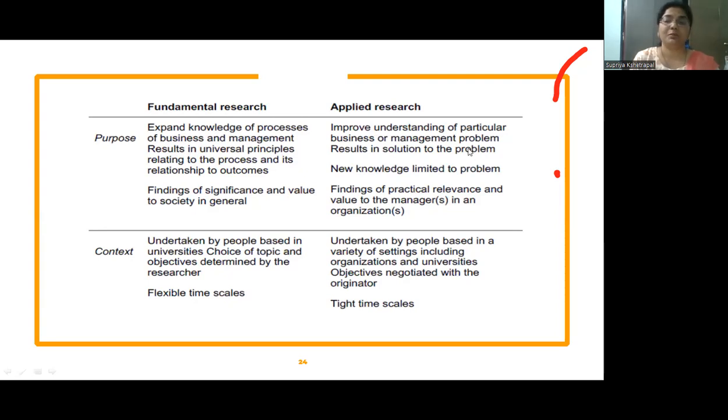Okay, so finding the solution to that problem, whose job is this? This is the job of applied research. So new knowledge is limited to the problem. So this is the problem you have, suppose the machine given to you has low efficiency.